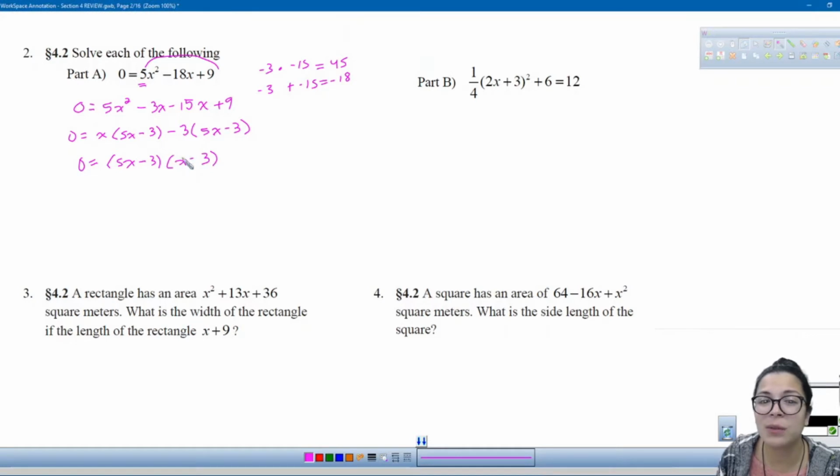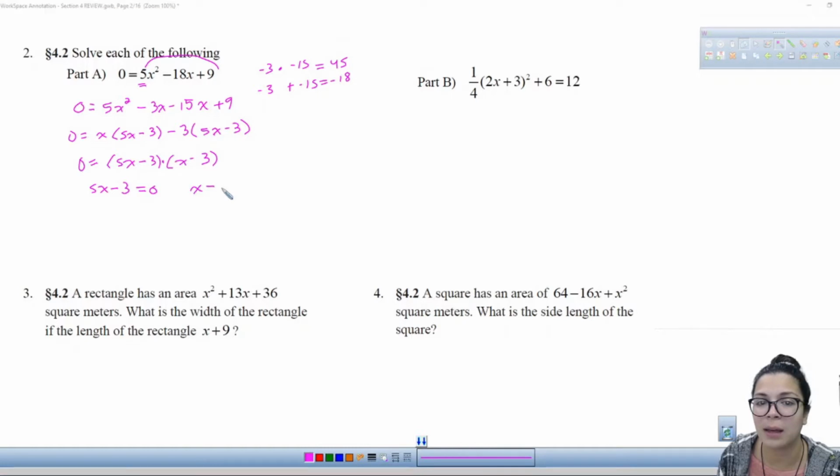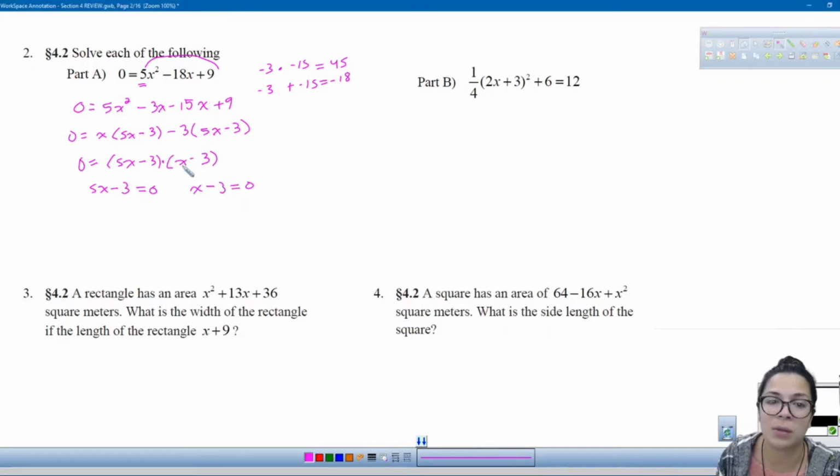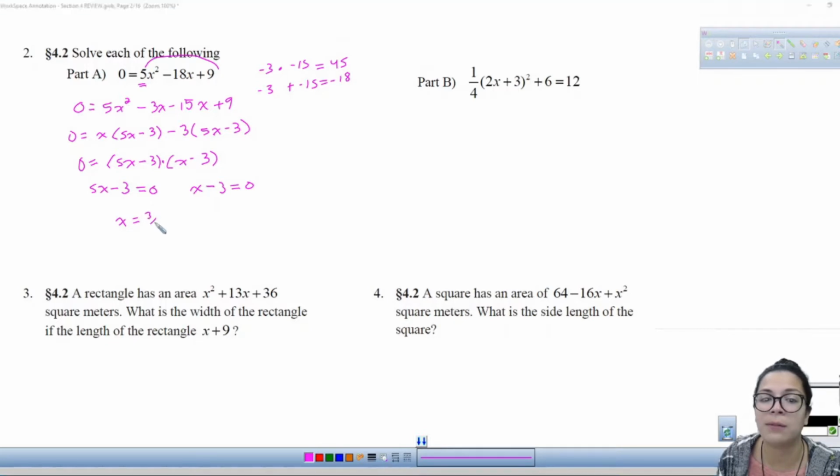From here, we have two things that are multiplying together and they equal 0. So either the first thing can equal 0, then 0 times this will equal 0, and that'll be a solution. Or the second thing could equal 0, and then, of course, 0 times this will give me 0. So the two solutions are 3/5 and 3.